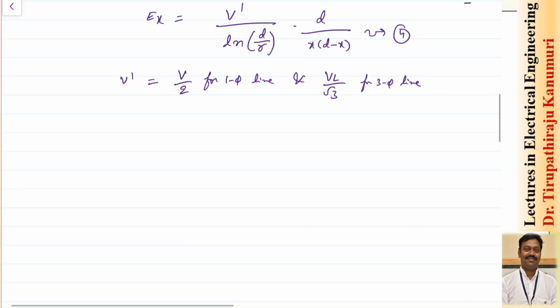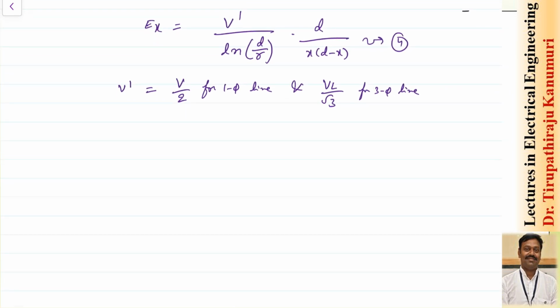So from this equation number 4, we can make some observations: this electric field intensity Ex is inversely proportional to the value of x into (d minus x). So as the value of x is increasing, Ex is automatically decreasing, and the value of Ex will be maximum at the surface of the conductor. So Ex is maximum at x equal to r, which we generally represent by the gradient. So the gradient will be maximum at the surface of the conductor.